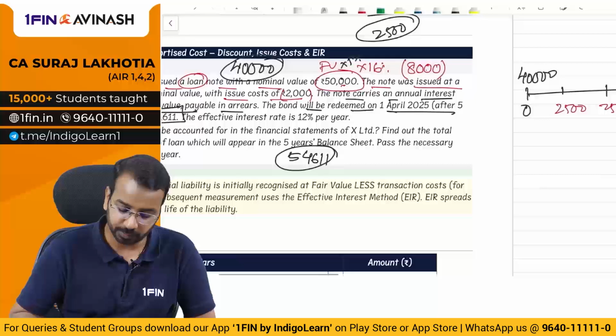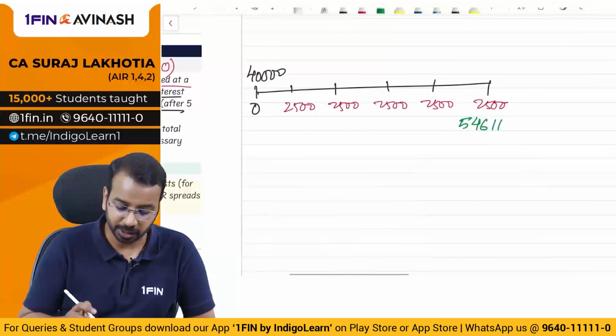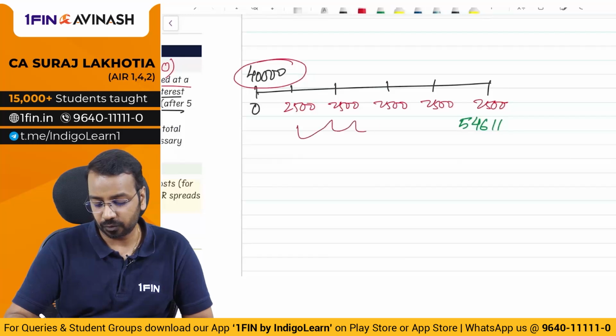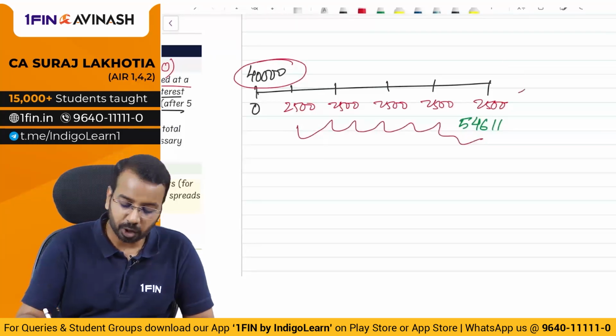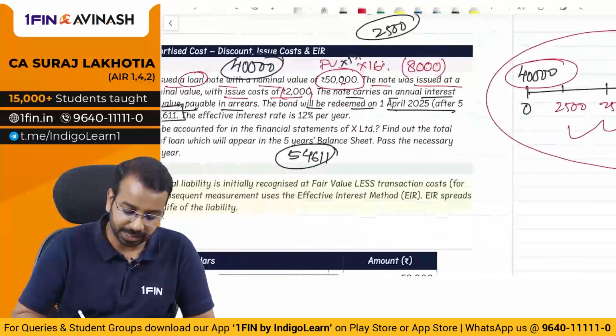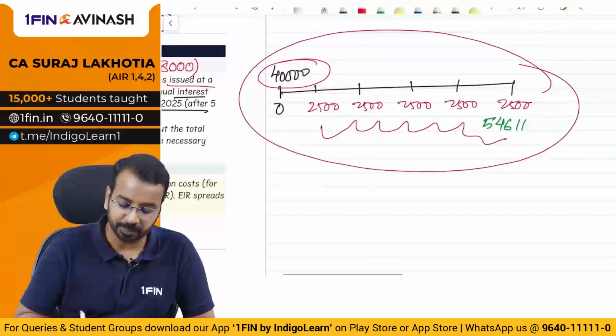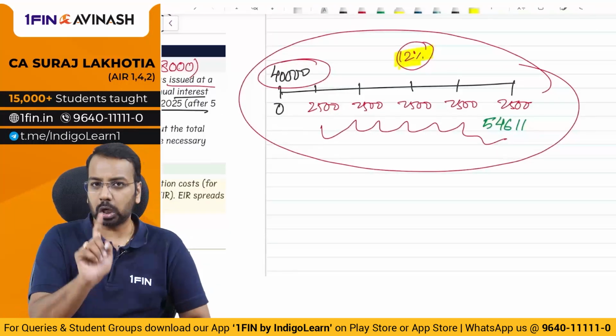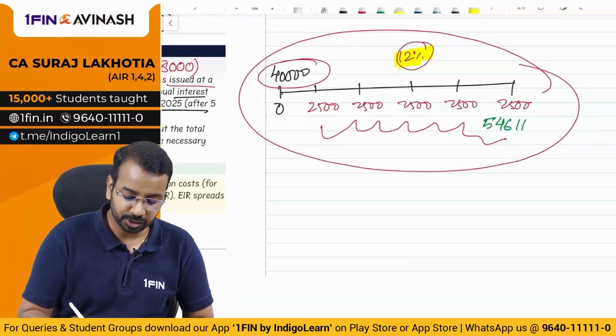50,4611, 54,611, because 4611 gets added. So today net amount collected is 40,000, cash flow every year is this much. If you compute the IRR of all of this, they are saying the effective rate is 12%. Effective rate is how much? 12%. I will do a quick cross check for you, again not required for the examination but for you to understand.